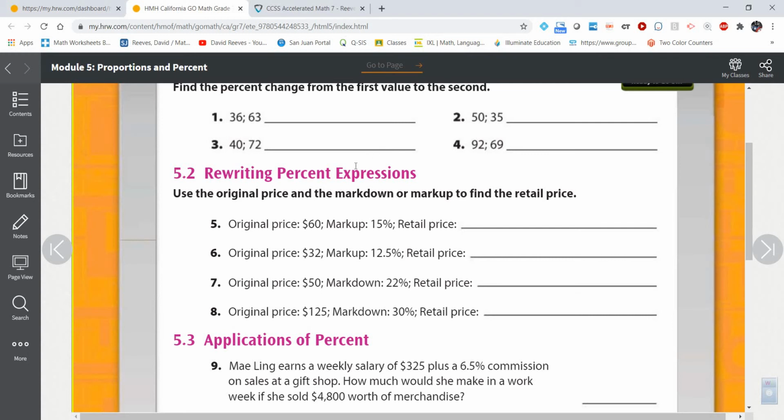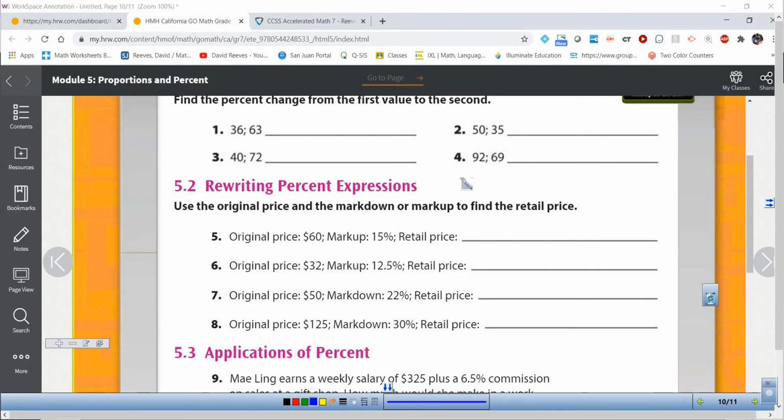All right, remember, if you remember doing this, we use variables sometimes. Remember we have an original price, and the original price is always 100%. Okay, so that is something we need to remember, that the original price is 100%. All right, and then if we have a markup, we add, and if we have a markdown, we're going to subtract.